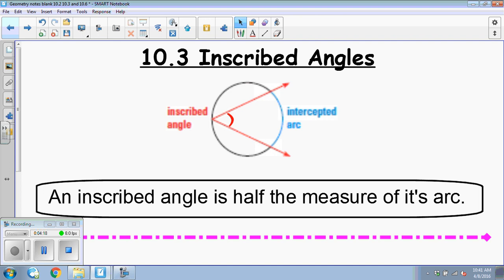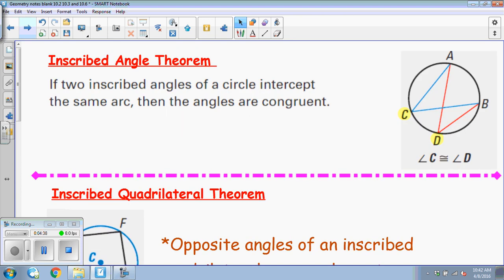Intercept means you cross its path, right? So this angle intercepts this arc. It's just the terminology they use. The angle creates that arc because it cuts through it. So let's go back to this. It says if two inscribed angles of a circle intercept the same arc, then those angles are congruent. Well, that should make perfect sense because the angle and the arc it creates have a direct relationship, right?